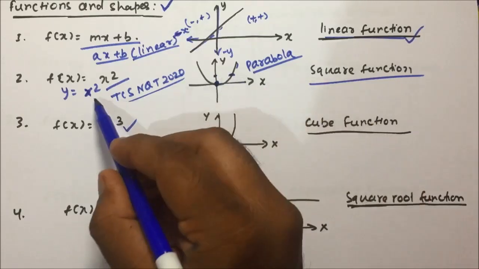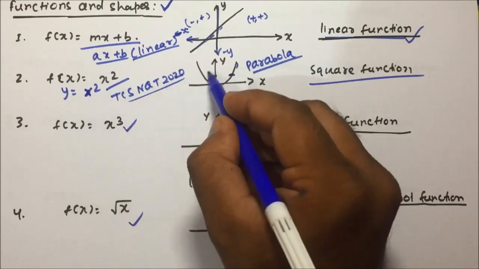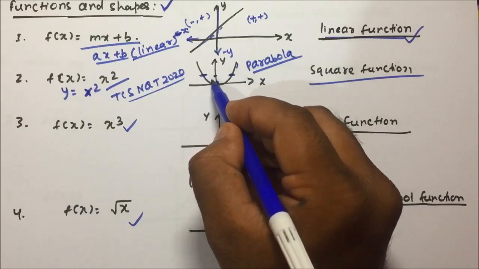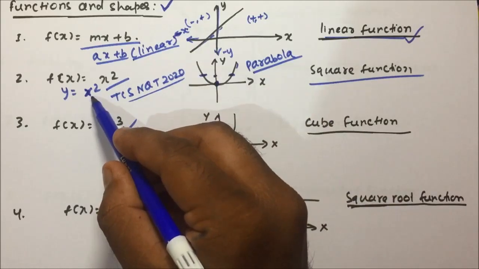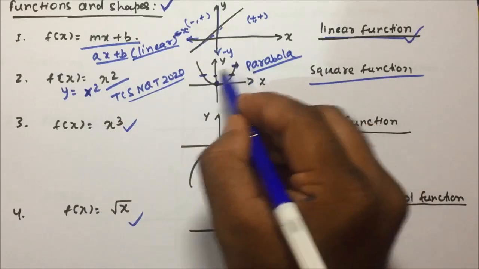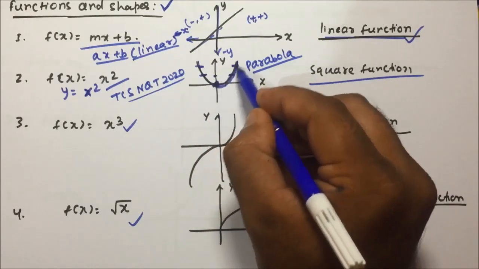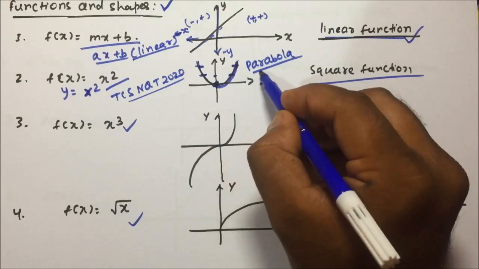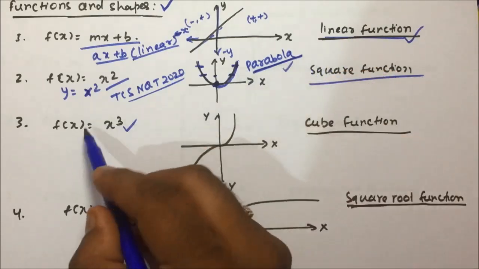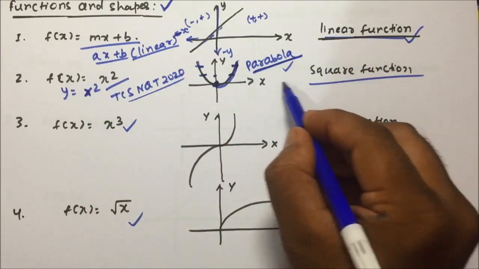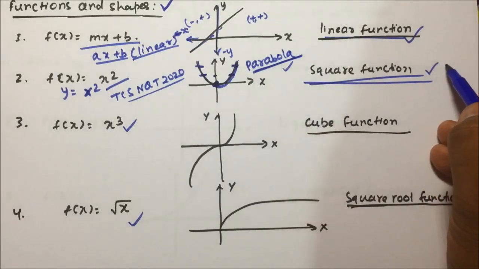Now when the value of x is equal to minus 1, then also it is 1. When the value of x is equal to 2, then y will be 4, and for minus 2, y will also be 4. So actually this will get the shape of a parabola. That is the only reason it has been written f(x) is equal to x square, meaning the shape will be a parabola and this will be a square function.